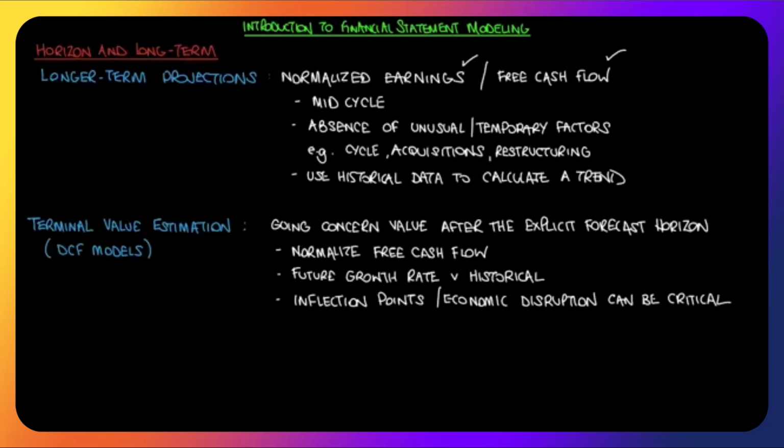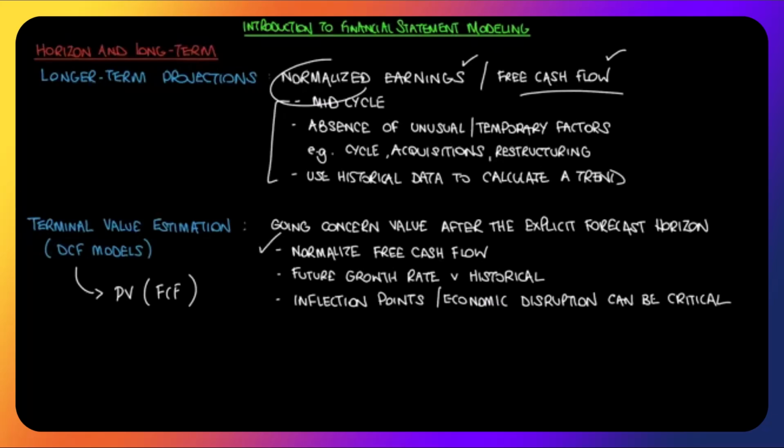Use historical data to calculate a trend. If you've got 5, 6, 7, 10, 15 years of data, you might be able to spot, with a little bit of regression analysis, a nice long-term trend. And if you can get to a normalized figure, for example, you might be using, let's say, a DCF, a discounted cash flow model. You're trying to find the present value of all future free cash flows. You normalize your free cash flow by taking account of all of these factors.